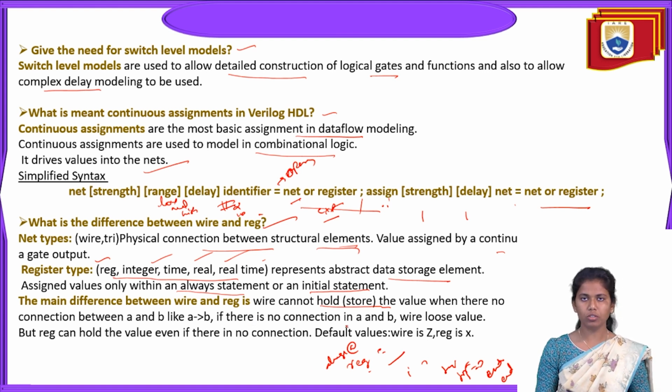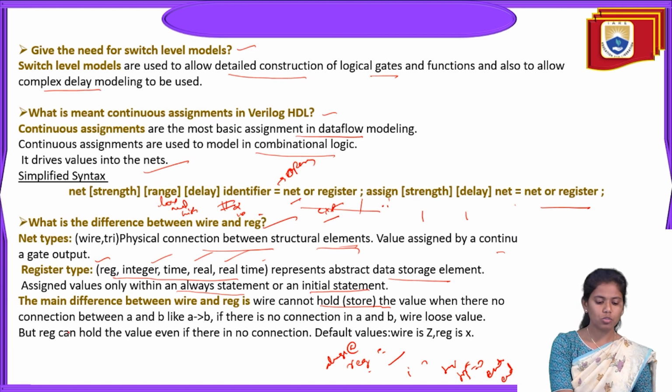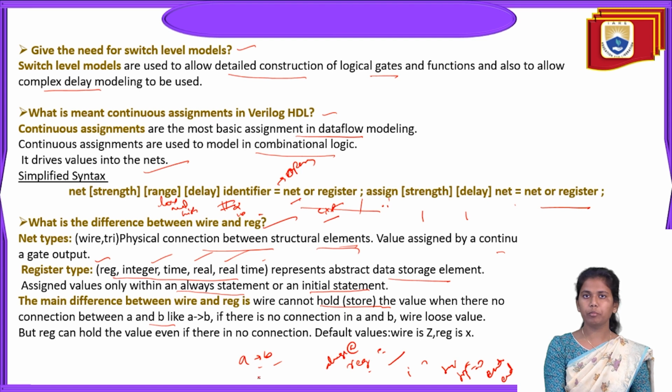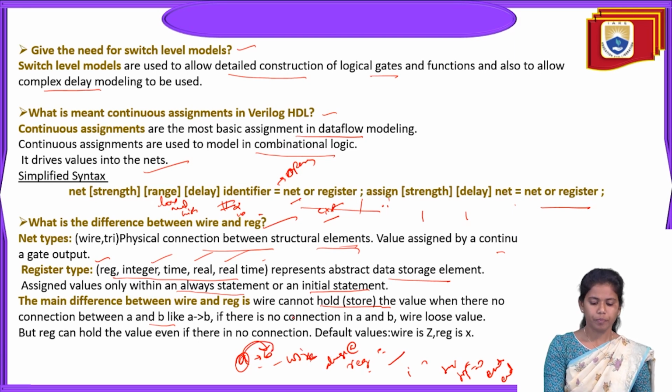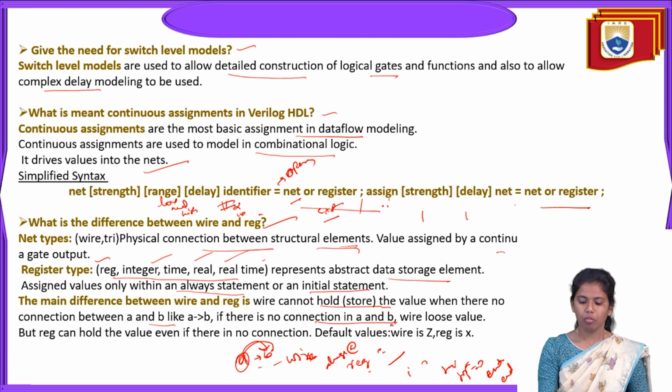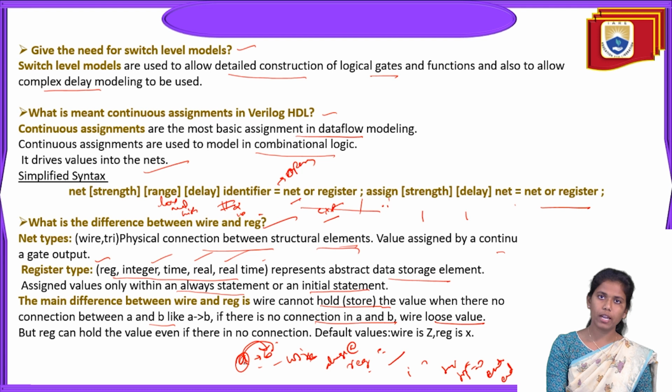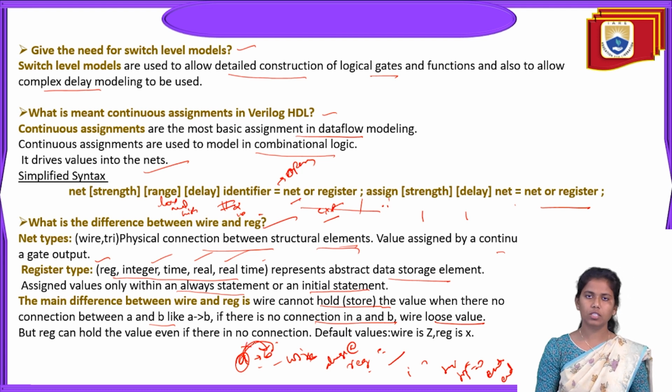Wire cannot hold or store a value when there is no connection between A and B. If you have A and B and some information should pass from A to B, we cannot store the information in A and pass it to B through wire. Wire is meant only to connect A and B. Okay. Then if there is no connection between A and B, the wire loses its value. Obviously, if there is no connection, there is no purpose in using the wire.